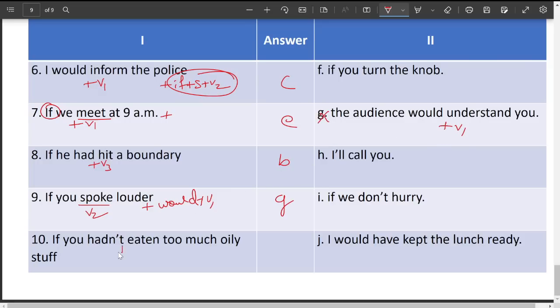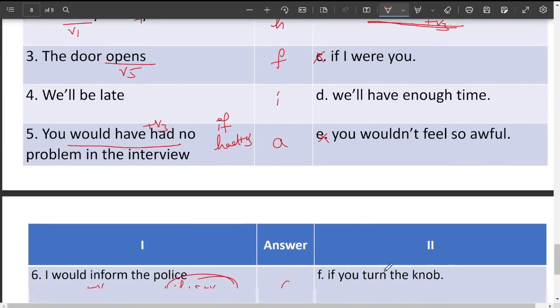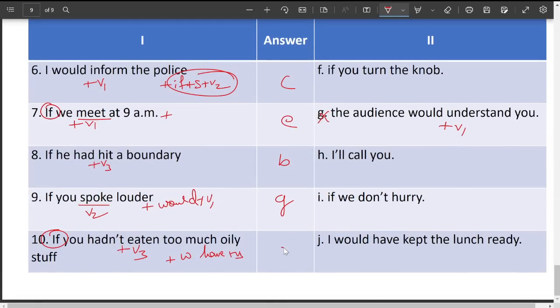Next, if you hadn't eaten so much, had plus V3, already if is there. So you have to search for would have plus V3. Now tell me your answer. What can we use here? If you hadn't eaten too much oily stuff, you wouldn't feel so awful. So we need to use E here. And if you look at this one, we cannot use E here. We need to change that into D, because as we can see, the answer was only D. While I was writing, I had written it wrong. So change E into D in this case.